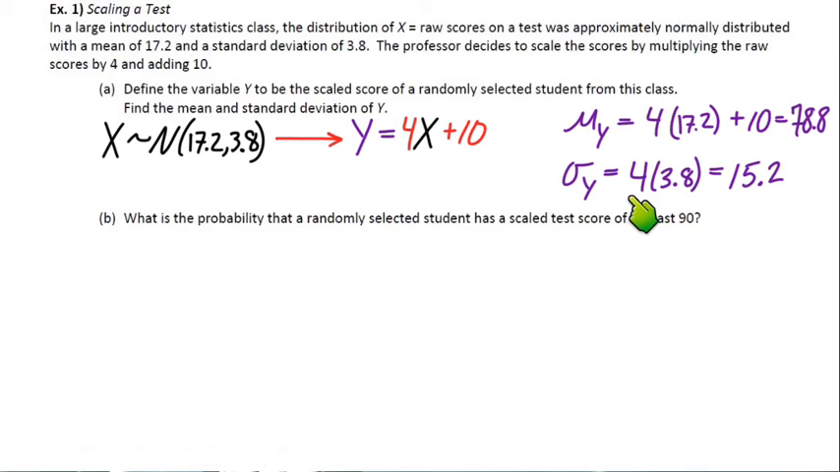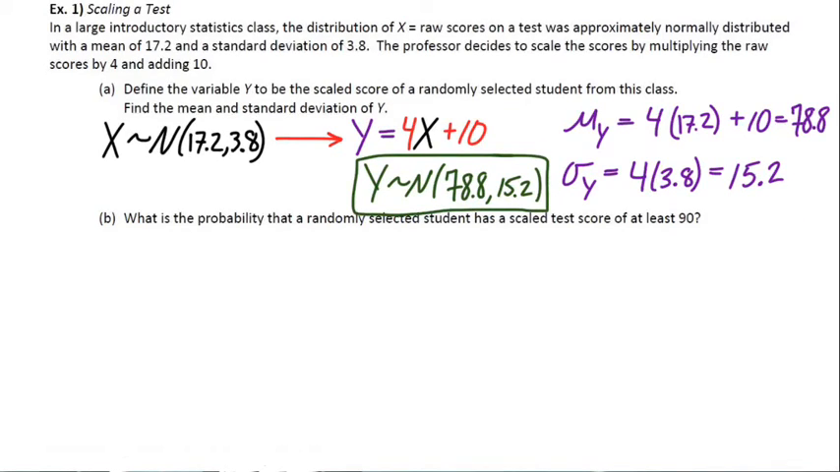The standard deviation, you only have to worry about the multiplier. So 4 times the old standard deviation for x. So adding or subtracting a constant does not change the standard deviation for y. And again, we know the shape will still be normal, so we can say the distribution for y is approximately normal with a mean of 78.8 and a standard deviation of 15.2. So we've got our y distribution. We transformed the random variable x into this new random variable y.